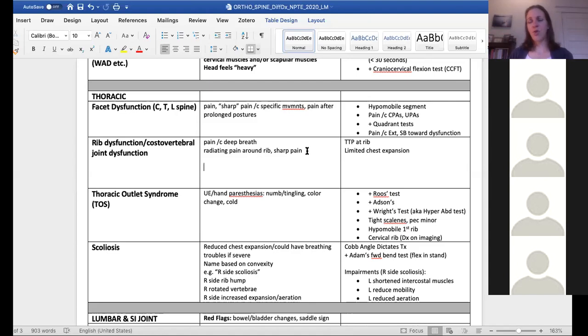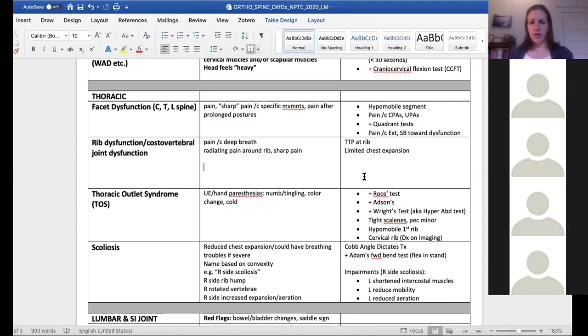Usually your extension quadrants are going to be more indicative of facet dysfunction, versus your flexion quadrants, which stereotypically are going to be more indicative of a disc-related pathology, especially in the lumbar spine. But still in the cervical and thoracic spine, you want to look at your quadrant tests, and extension quadrants are still going to be more provocative at your facets because, again, they're closing down those facets, if you remember your arthrokinematics.